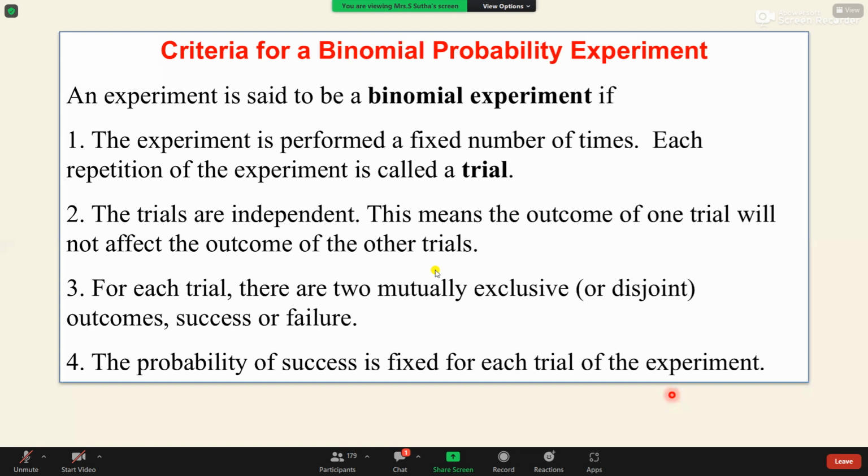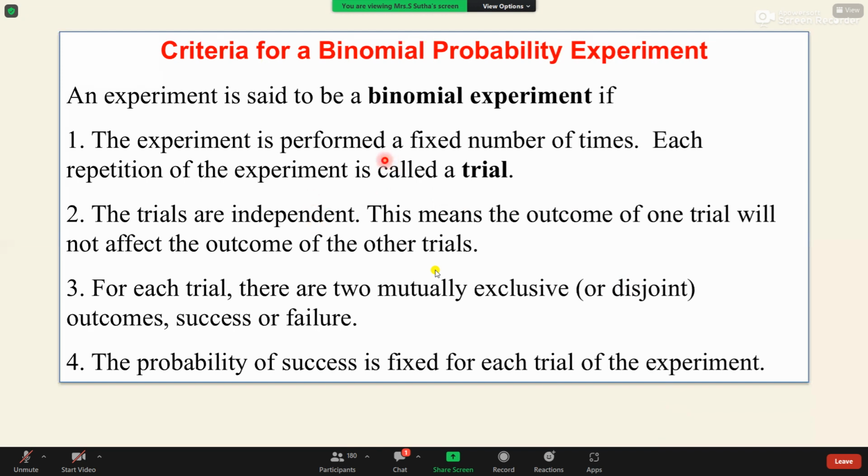If we are tossing a coin, an unbiased or fair coin, then the probability of getting a head is half. And the second time also, when we are tossing the coin, the probability of getting a head is half. So for each and every trial, the probability of success is fixed and constant. It does not change.